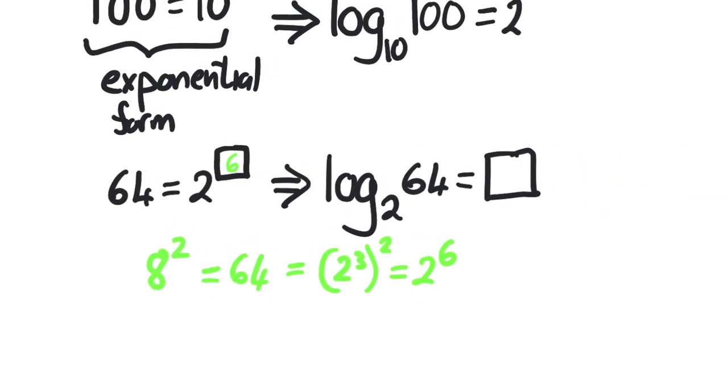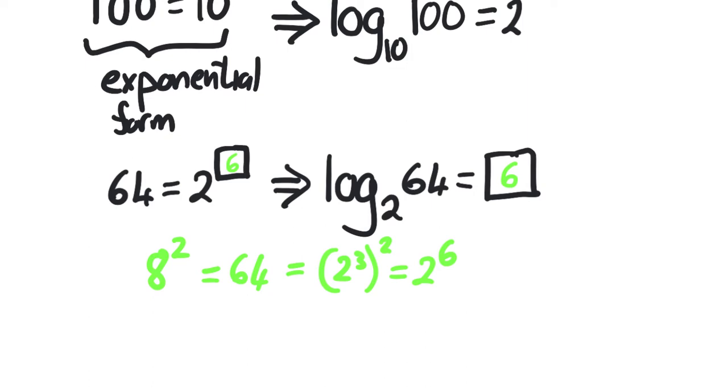So therefore the logarithm of 64 to the base 2, let me say that again, the logarithm of 64 to the base 2 should be 6. So in actual fact, the logarithm is the index or the exponent that you have to raise the base to in order to get 64.